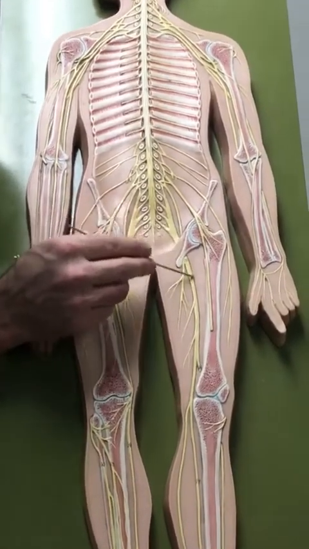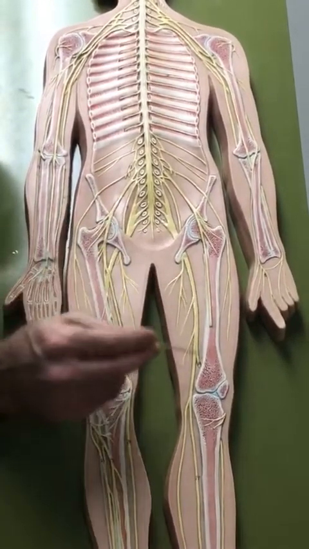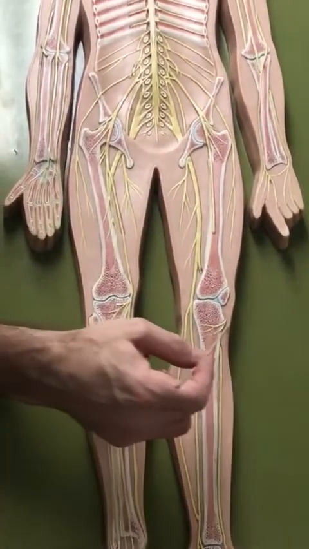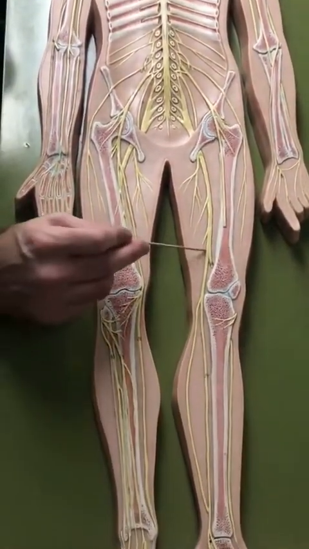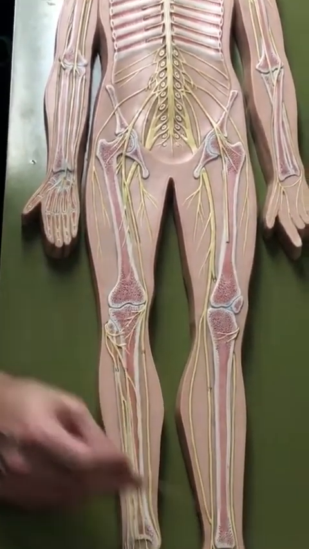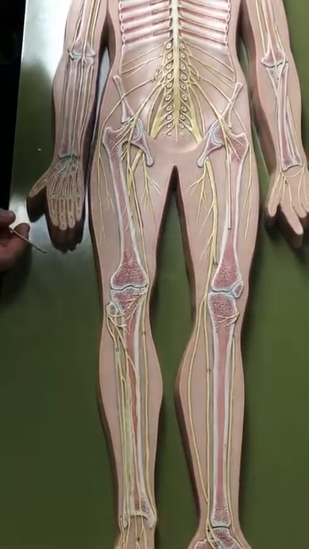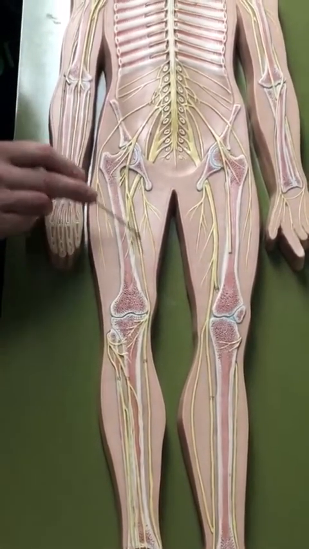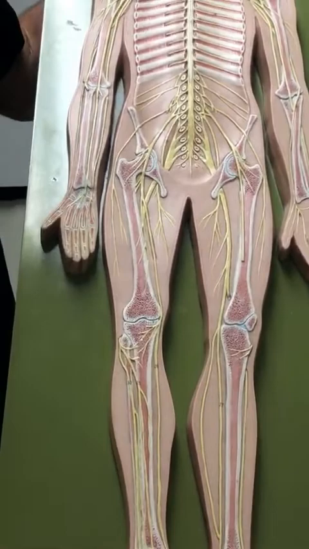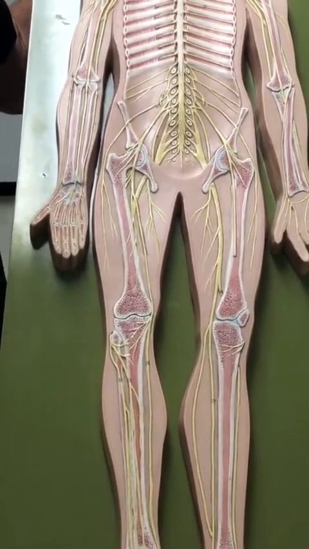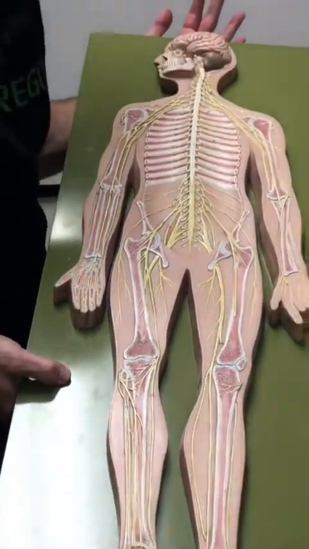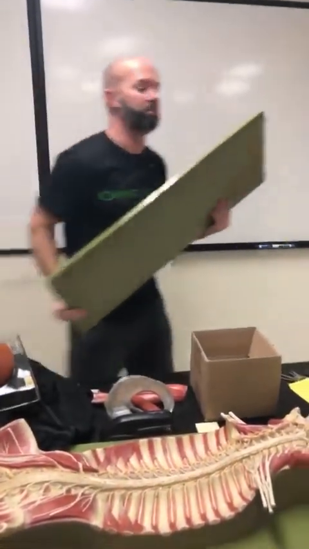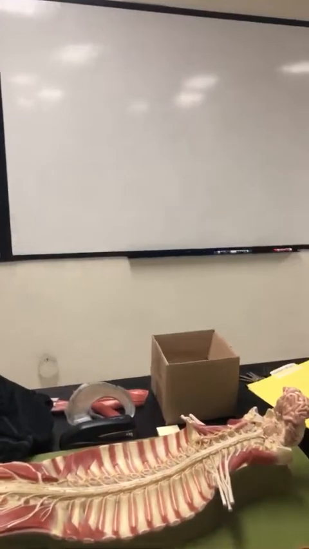Here, sciatic. Okay, and then this branch right there, common fibular. Comes around here, comes down the front, and then the one that goes down the back, tibial. This one here, femoral. That's right. So that's it for this one. Yeah, fibula's on the outside. We're gonna talk about functions on that one too.